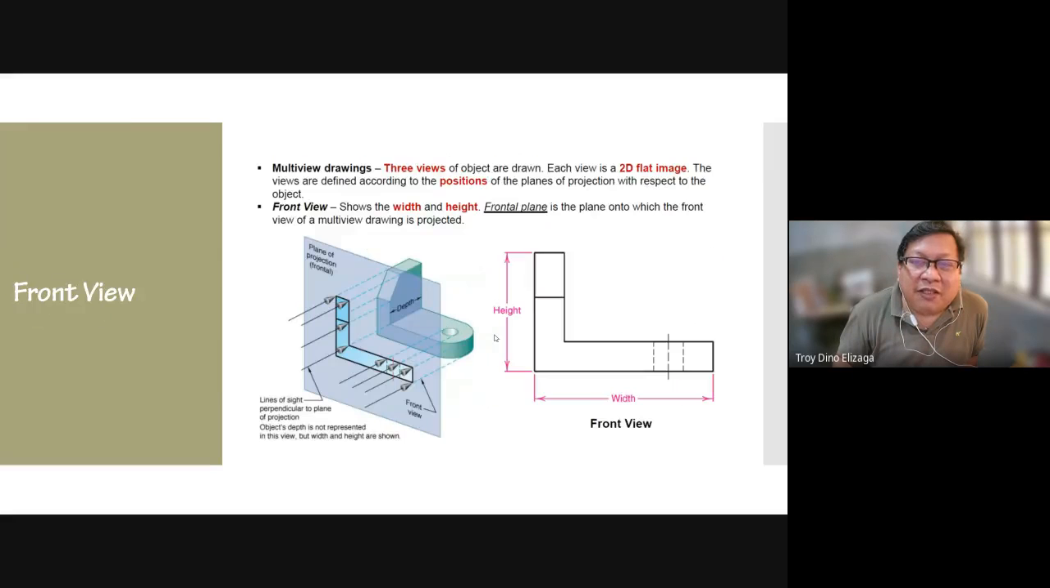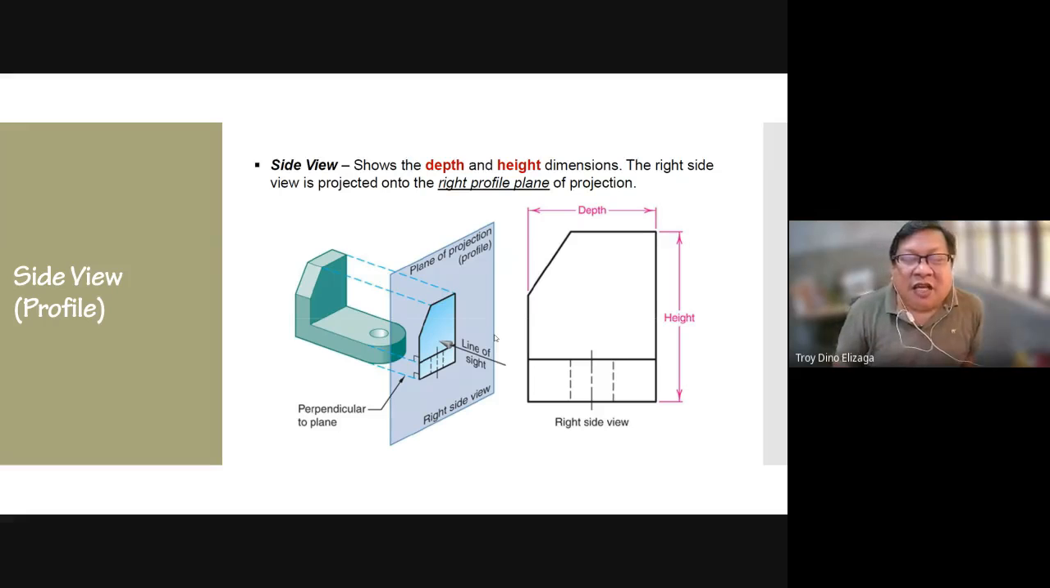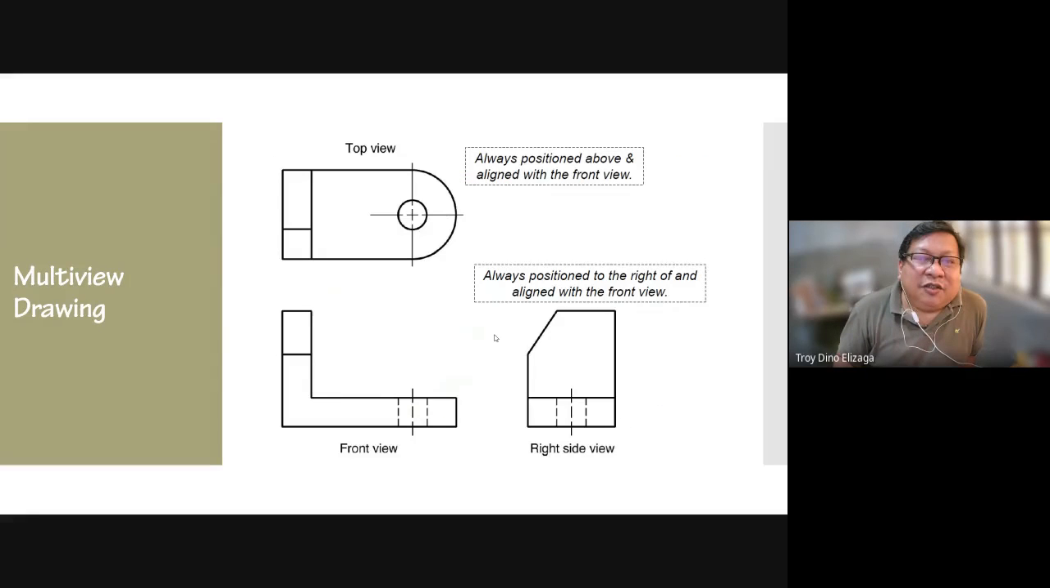So let's go back. In the front view, you have the height and the width. In the top view, you have the depth and the width. And on the side view, you have the depth and the height. So these are the three principal views that we normally use in our drawings.